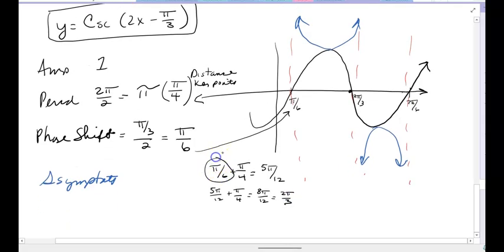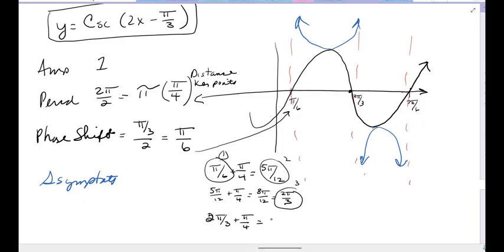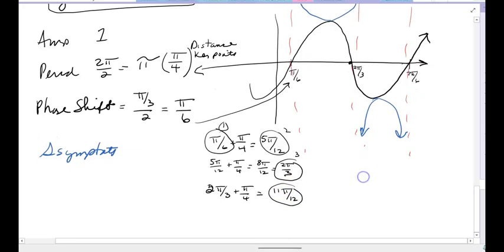So pi over 6 is my first important point. Pi over 2 is my second. There's my third. 2 pi over 3 plus pi over 4 is going to give me, so you put each of them over 12. That's 8 pi over 12, 8, 9, 10, 11 pi over 12. And I need one more. That's key point. Remember, there's 5 key points. You break your period into 4 sections to get your 5 key points.